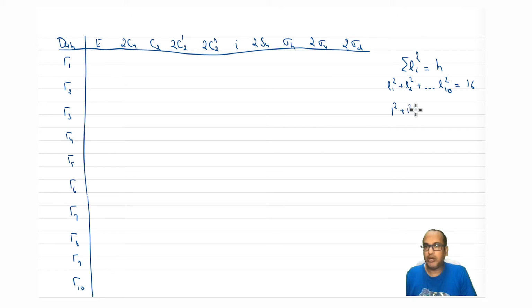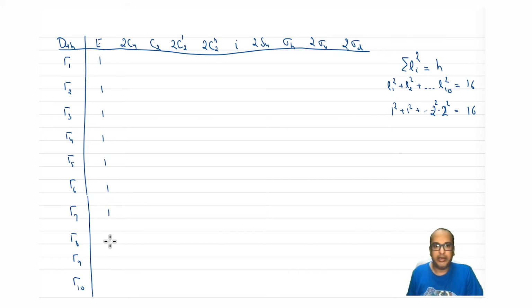So starting from 1 and above, if we take all 1, let's say, we will get 1 squared plus 1 squared and so on. So that gives me 10, right? So that does not give me 16. That means at least one of these will have a two-dimensional representation. So if I take 2 here, that gives me 9 plus 4, which will be 13, right? So if I add one more 2, then I have 8 plus 8, which gives me 16. So I can say that there are 8 one-dimensional representations and 2 two-dimensional representations, right? So very clearly I can write the characters under E, so this is 2 and 2, right?